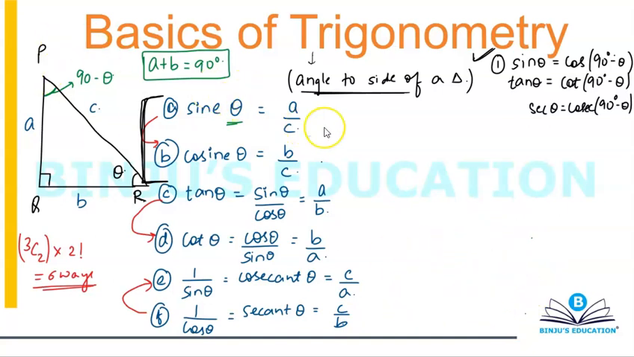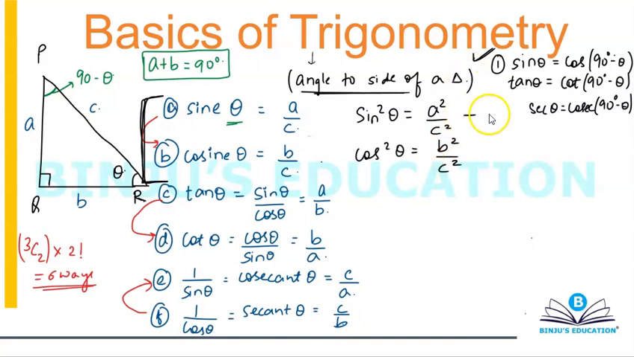So sine theta is A by C, cosine theta is B by C. Let's square them up on LHS as well as on RHS. So sine theta, A by C, will basically become sine squared theta, which is equal to A square by C square, and cos squared theta will become B square by C square. Let's add both the equations. This is equation 1, this is equation 2.